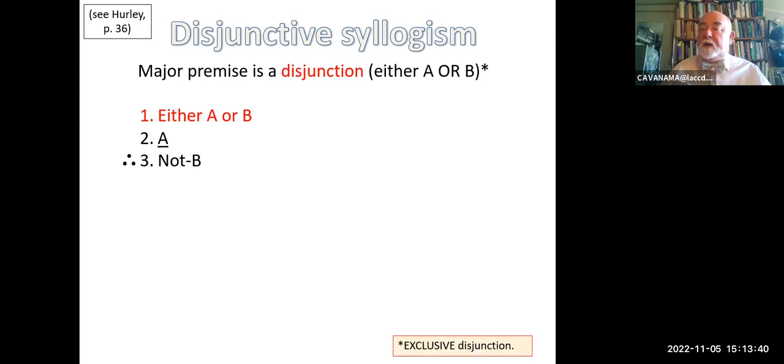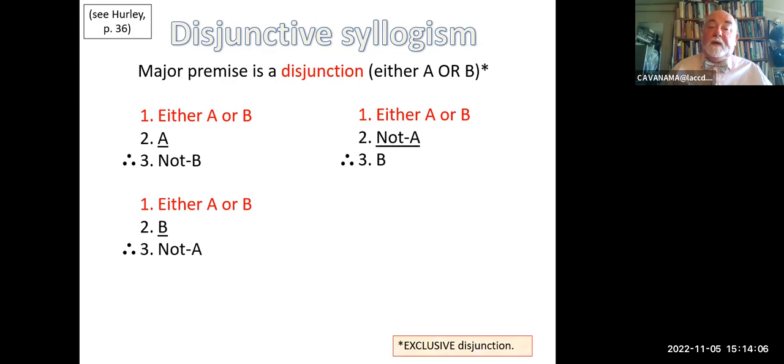Okay, so what are we required to do? Well, logically, the only conclusion we can draw, if it's true that we have to choose A or B, it's either A or B, and it's true that A is the case, is not B. Suppose we said, on the other hand, use the same major premise, but we substituted a different minor premise. Suppose this time we say not A. What do we conclude? The conclusion is B.